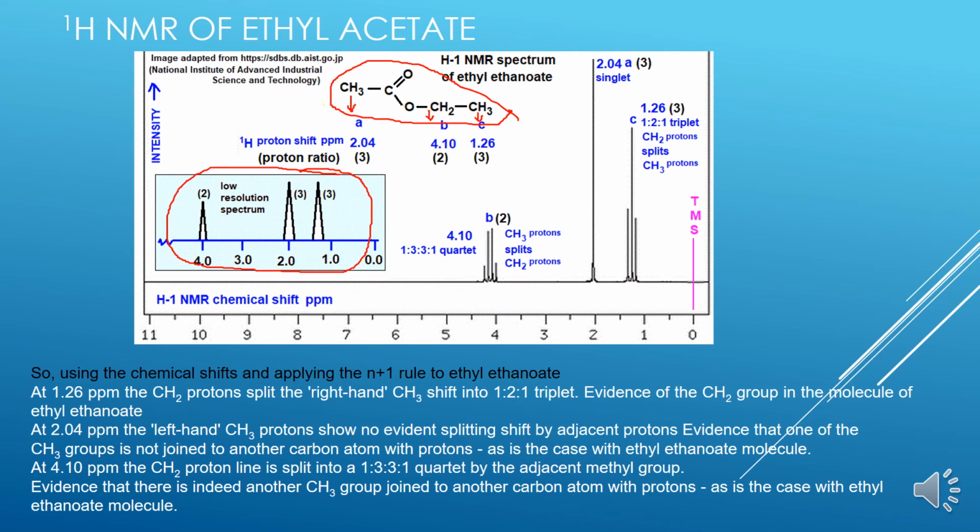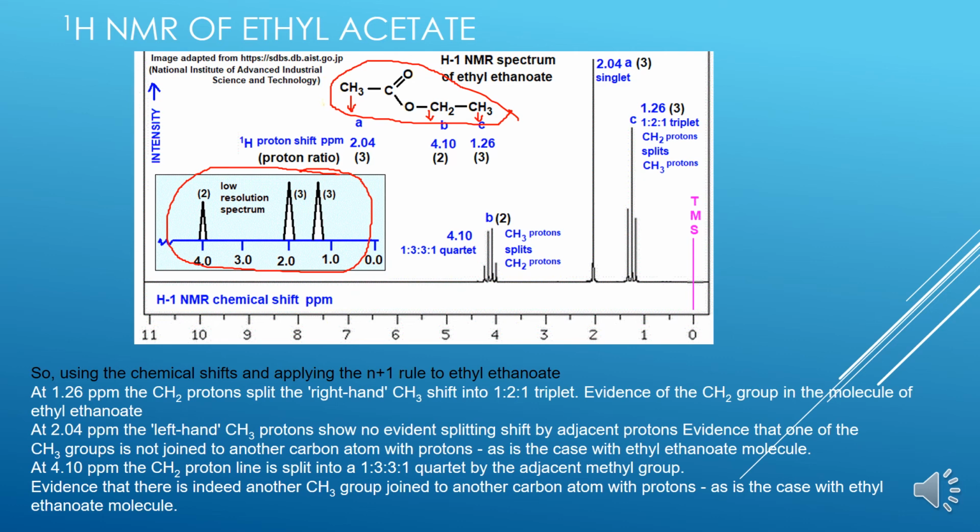As I said, in the molecule three types of environments are there: the methyl of the acetate group, the methyl of the ethyl group, and the methylene of the ethyl group. Proton A is observed at 2.04 ppm, the methylene protons at 4.10 ppm, and the methyl protons of the ethyl group at 1.26 ppm.